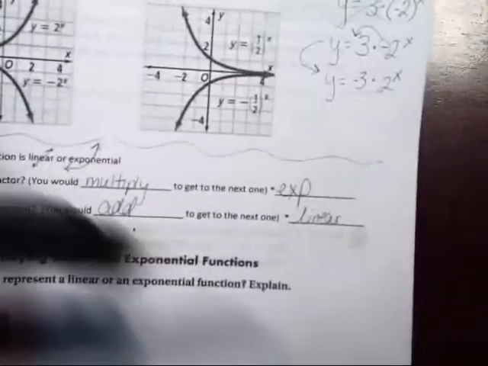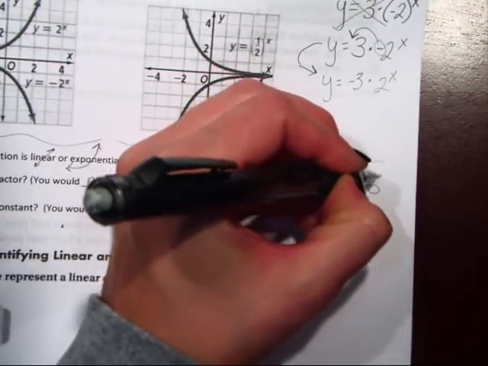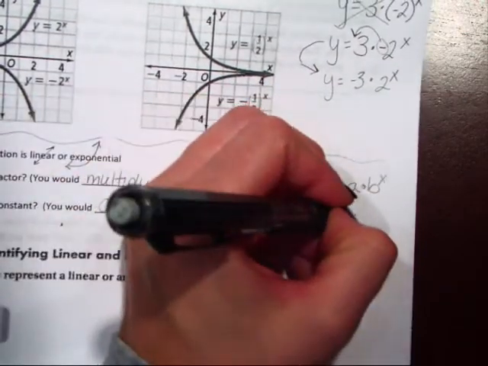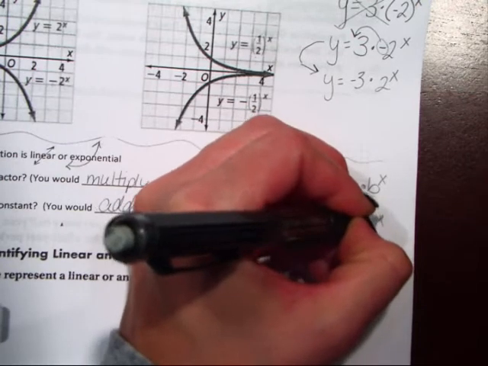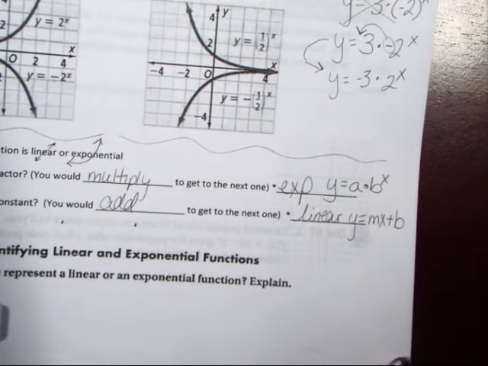Okay? This equation, exponential, is what you just learned: y equals a times b to the x. More often than not, a is 1. And linear you learned with Mr. Linkus: y equals mx plus b. All right.